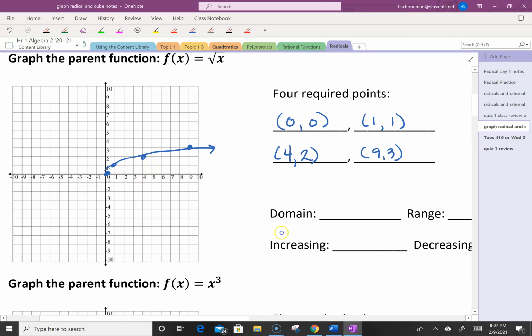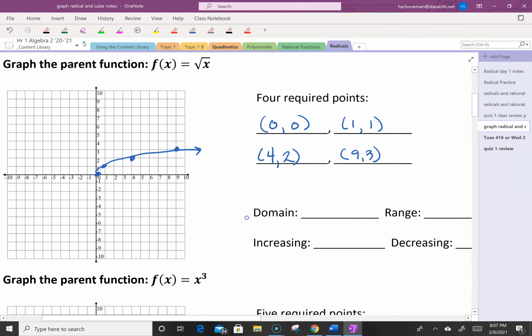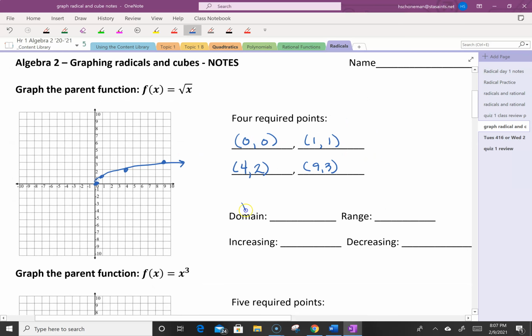Now my domain, the domain is the set of x values, and I read it from left to right. So going from left to right, there's nothing until I get to 0. 0 is included, so I have a bracket, and it keeps going to the right, so it goes to infinity. The range, I read from the bottom up, so there's nothing down below here, but it's starting at 0 at the y-axis, and then it continues to slowly rise up, and so it goes to infinity.